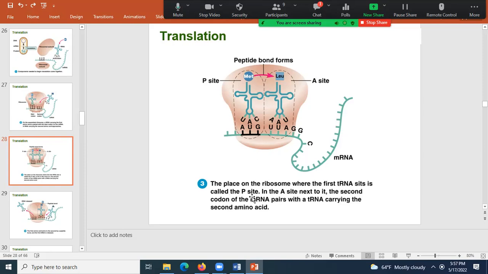You don't need to know the names of the sites, the P site and the A site. You just know that there are two channels in the ribosome. There's actually a third channel which isn't used, and we're not going to discuss it. And I think that's it for this slide.